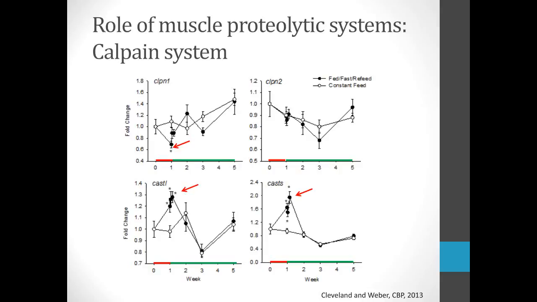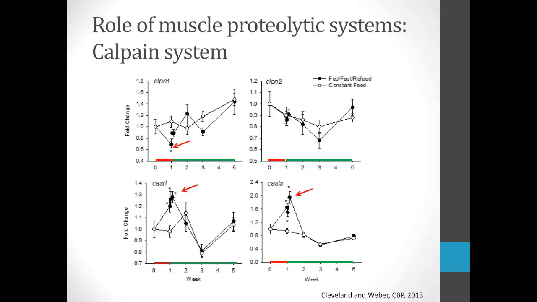Unlike those previous 2 systems, the calpain system appears to be regulated very differently because gene expression profiles largely support reduced expression during feed deprivation. And again, this is indicated by the red arrows. On the top left graph is calpain-1, which is decreased during feed deprivation, but the bottom 2 graphs, which are the calpastatins, inhibitors of the calpains, are actually increased during feed deprivation. We also see that there's no overshoot response like we saw for the previous two proteolytic systems.